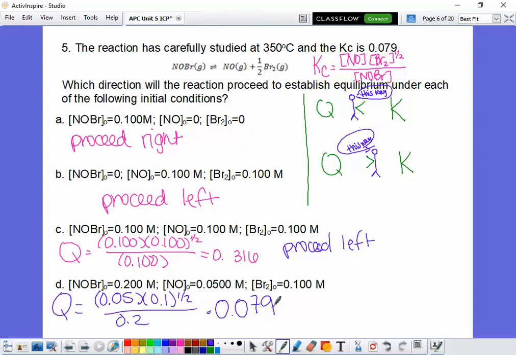All right, so you got 0.079, which is the equilibrium constant. Right? It's essentially the exact same thing. So what does that tell us about this reaction? It's at equilibrium. It doesn't need to proceed in either direction because they've already met. That's the whole point, is making Q meet K. Okay? K. Q.